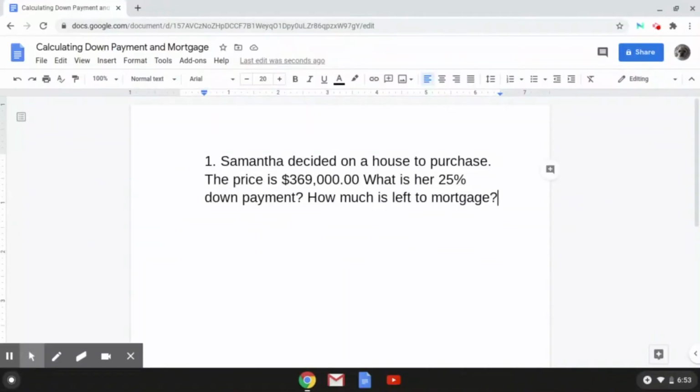Alright, so this first problem reads, Samantha decided on a house to purchase. The price is $369,000. What is her 25% down payment? How much is left to mortgage? So the way that we're going to solve this problem and calculate the down payment and the mortgage is first, we're going to take the $369,000 and multiply it by the 25%, which is 0.25. This will give us our new down payment amount of $92,250.